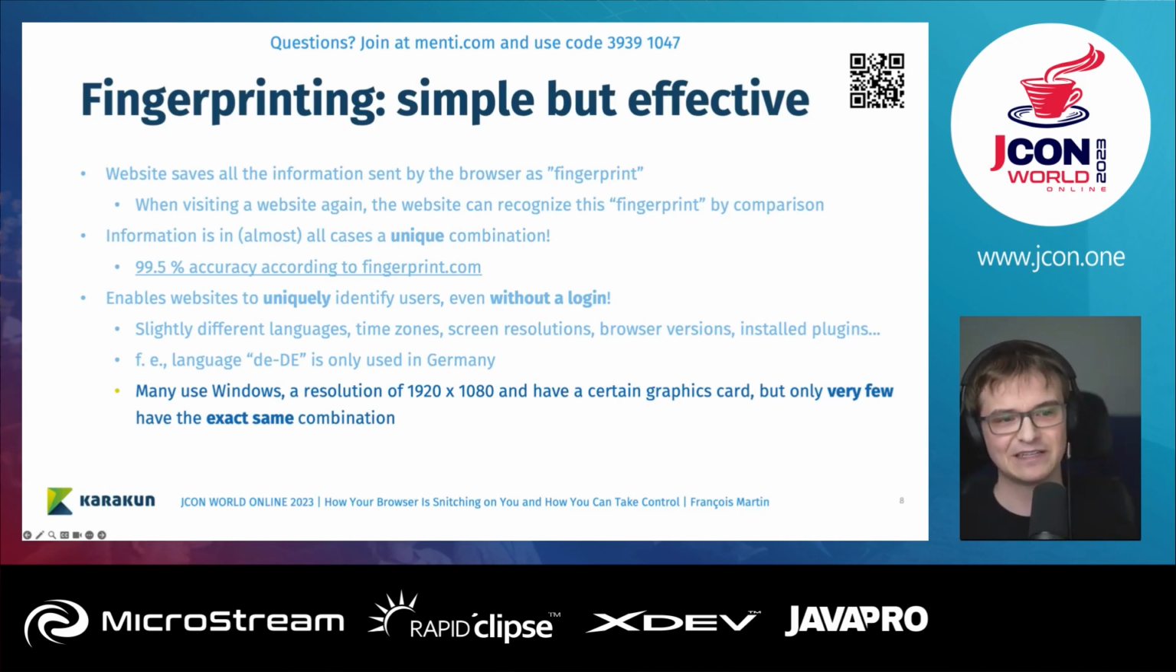So the principle behind this is kind of, for example, a lot of people use Windows, or a lot of people use a resolution that is 1920 by 1080, or maybe a lot of people have a certain graphics card, but only very few people use this very exact combination, for example, and this makes fingerprinting possible because you can use this combination to uniquely identify people that is not occurring that many times.